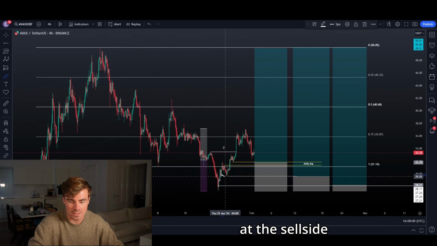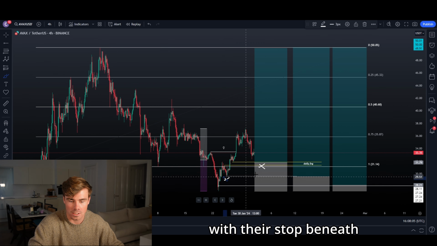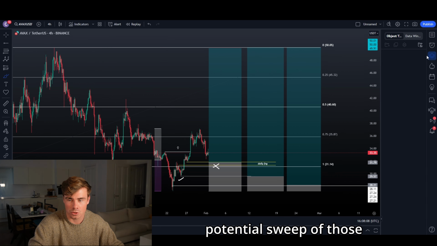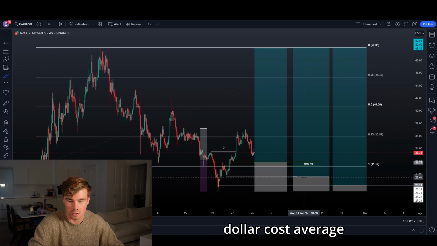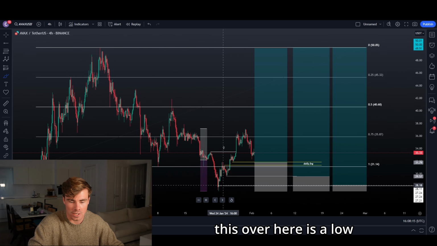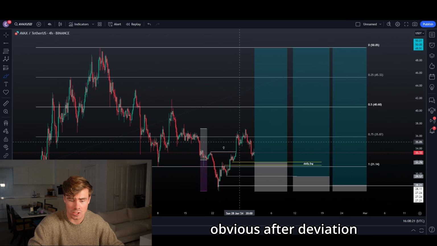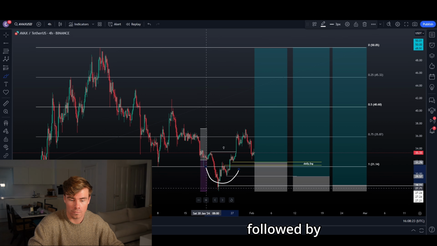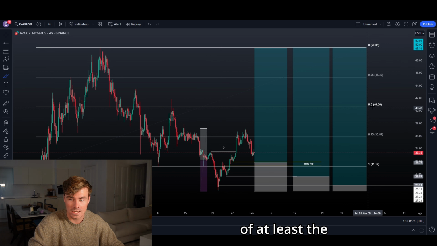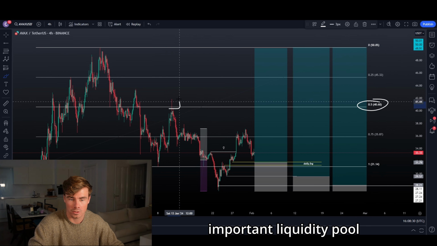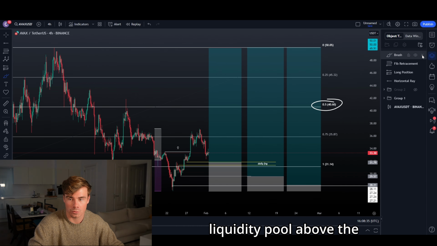Second entry at the sell side liquidity low over here, because many people are looking to long the range low with their stop beneath this low. So I'm anticipating a potential sweep of those stops, and if we do, I want to use some extra margin to dollar cost average into our trade. And then this over here is a low time frame price action level on the 15-minute time frame. Targets very obvious after deviation of the range low, followed by a reclaim with a shifted structure. You should technically get a test of at least the mid-range, which is where we have an imported liquidity pool with this week, and eventually a test of the untapped liquidity pool above the range high.